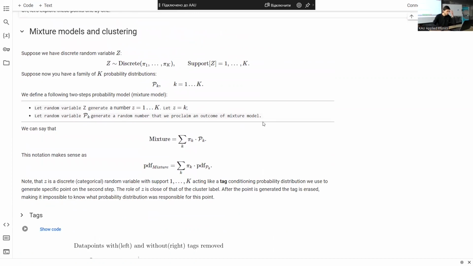Okay, let's get to the problem. Suppose I have some discrete random variable z, and this z has a support of numbers from 1 to k, and I have a family of distributions p_k. So I'm trying to create right now some sort of mixture model. I will generate a number with this z, and depending on that number, I will get some point from one of the distributions of the family p_k. And that will give me a point into my data set.